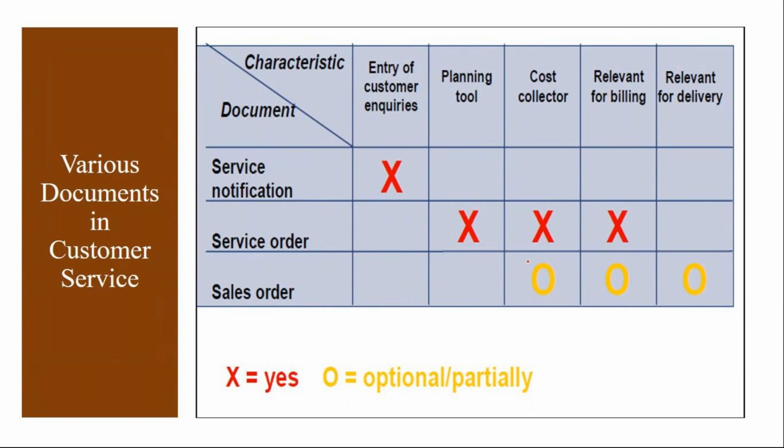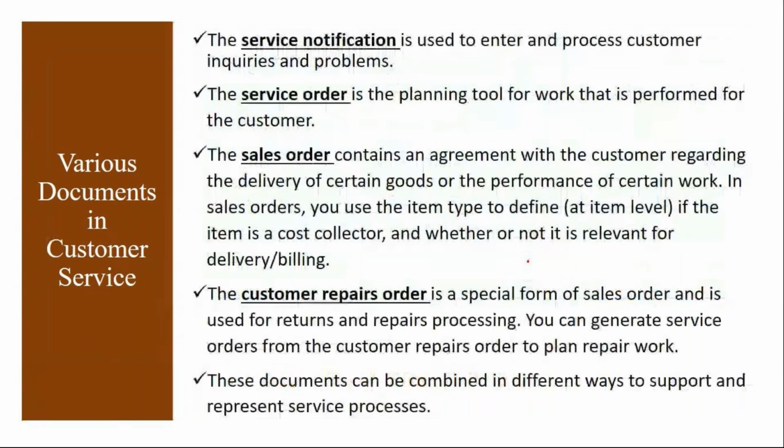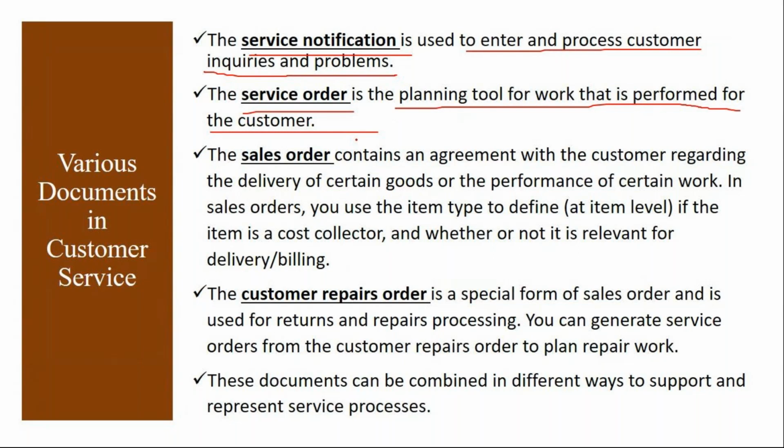Okay, this is the one we just discussed. Service notification is used to enter and process customer inquiries and problems. Next, service order is the planning tool for work that is performed for the customer. There you enter all the data: spare parts used, their quantities for the repair activity, operations, who does the operations, work center, and your timings. What is the planned time? What is the actual time for the repair? All those things you can capture in the service order.